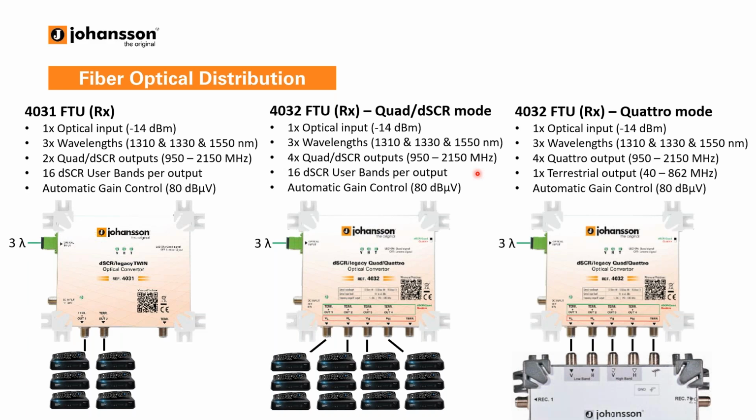And then the second mode is the quattro mode. Basically, you turn the switch to quattro. And what is the difference? Then every output will be fixed to one of the four quadrants. So you have vertical low, horizontal low, vertical high, horizontal high on the four outputs, and terrestrial. And then you can feed this into a traditional or legacy multi-switch system, which expects the four quadrants and terrestrial.